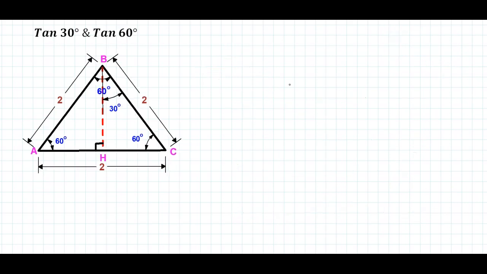Now let's go ahead and look at the tangent. How do we come up with the tangent? So let's do this for the tangent. So we have here square root of 3, we have 1, and then we have 2. So we need to find out tan, which is TOA, tangent.